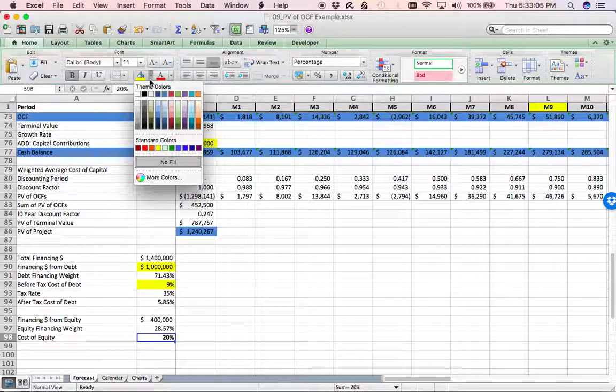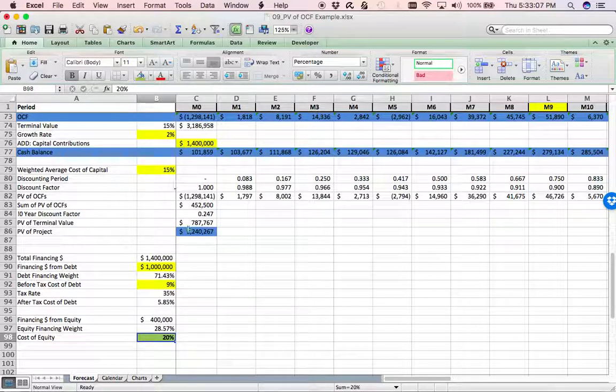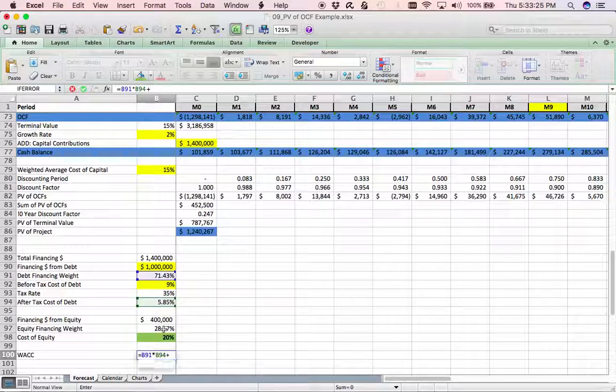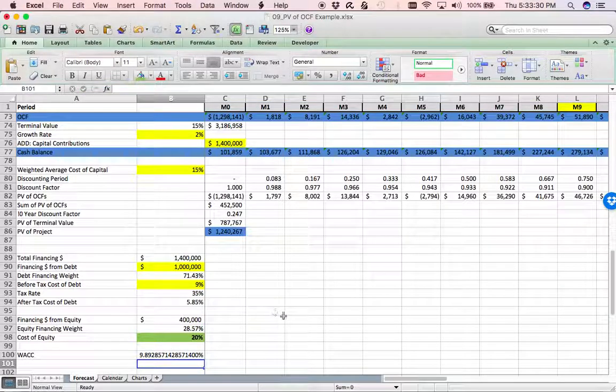All right, so let's see, I'm going to shade it a little bit differently so we can keep track of that, okay? Now, let's just go down here and do the weighted average cost of capital. All right, it's just the weight of the debt times the after-tax cost of the debt plus the weight of the equity times the cost of the equity. So my WACC at this point comes out to somewhere around a little less than 10%, 9.89%.